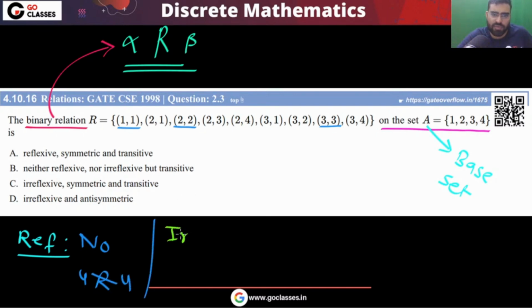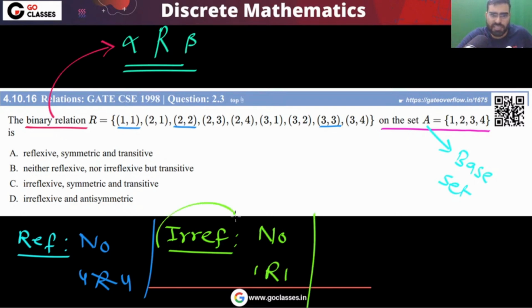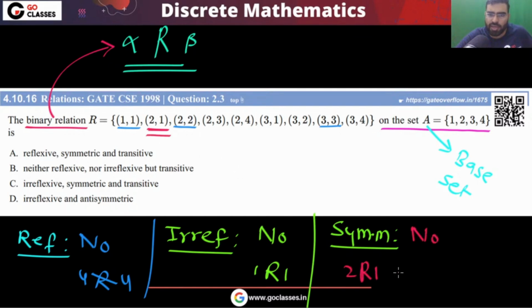What about irreflexive? This is not irreflexive, because 1 is related to 1. Irreflexive says that no element should be related to itself, but 1 is related to 1. What about the symmetric property? You can see that 2 is related to 1, but 1 is not related to 2. So definitely this is not symmetric.